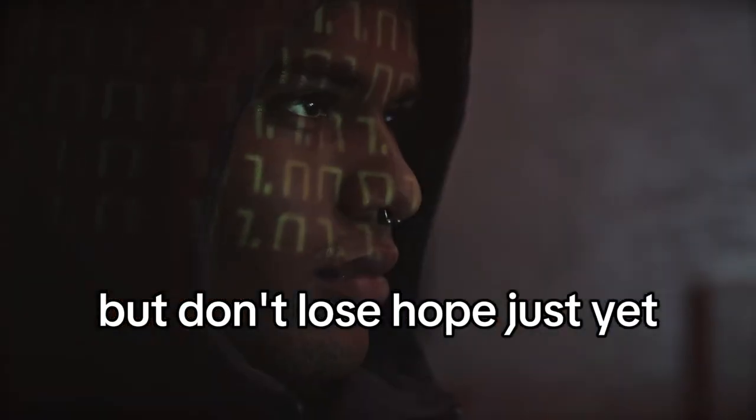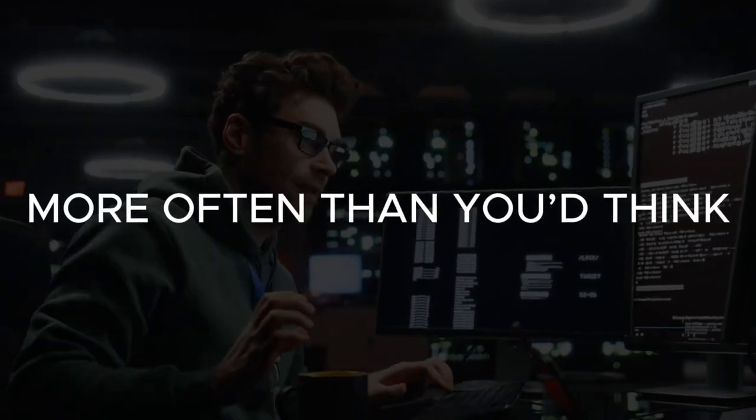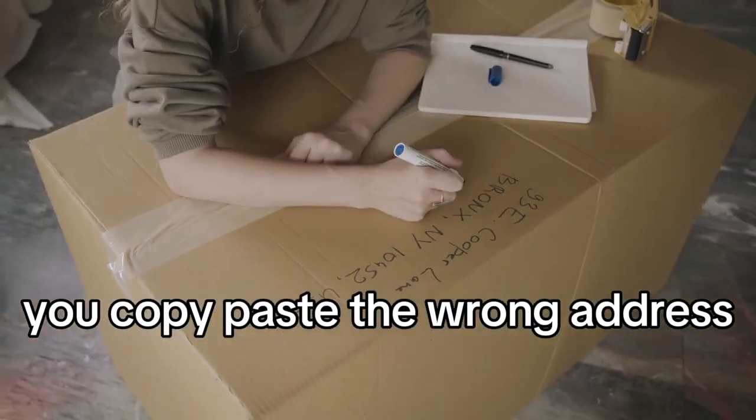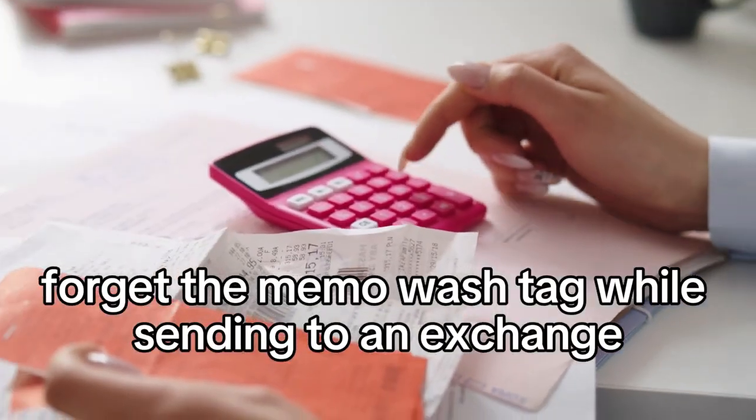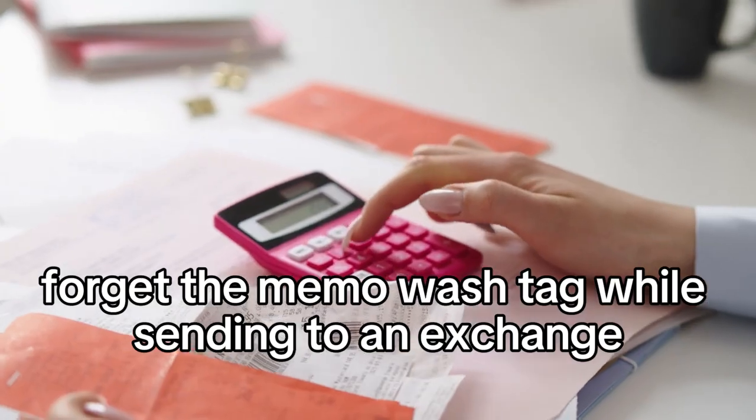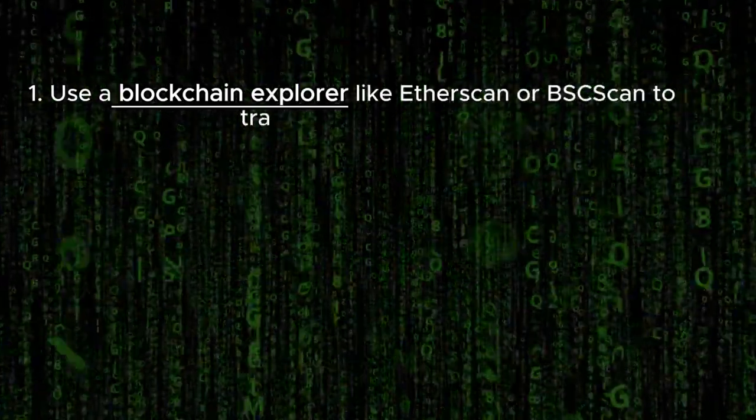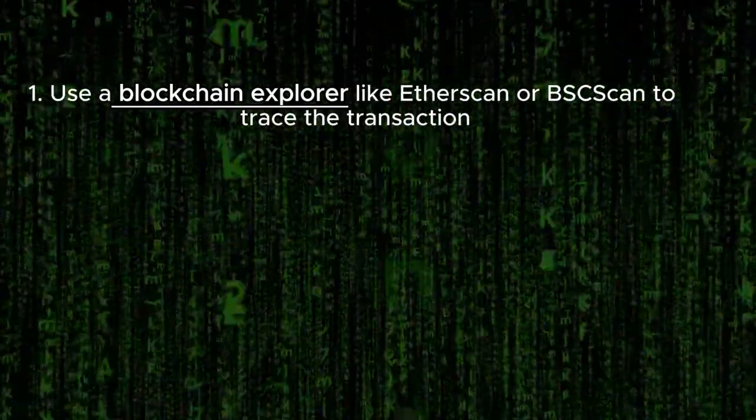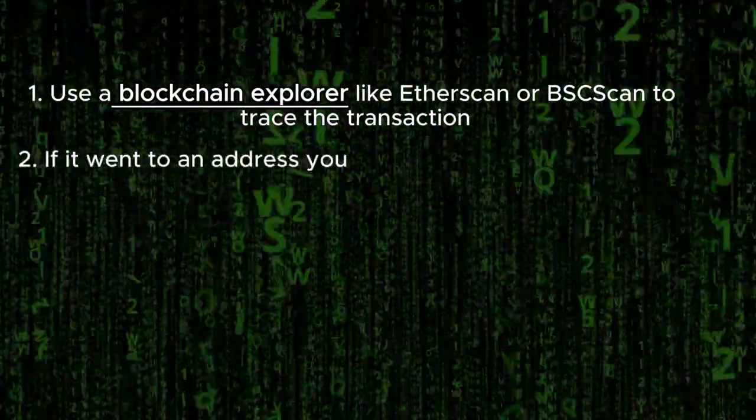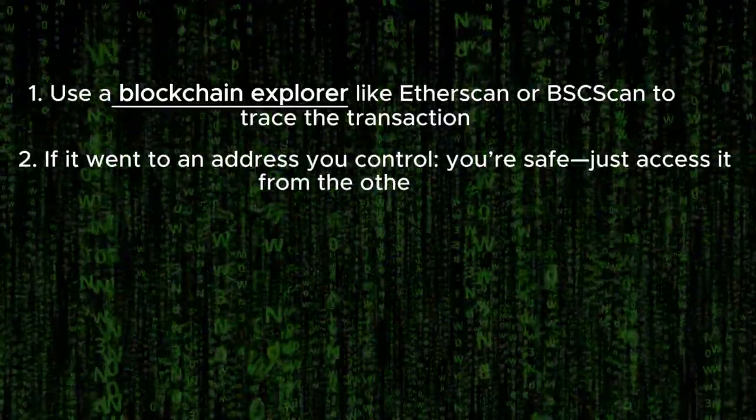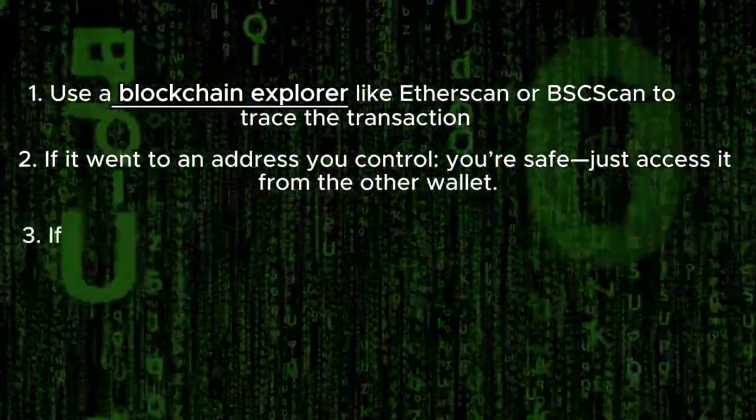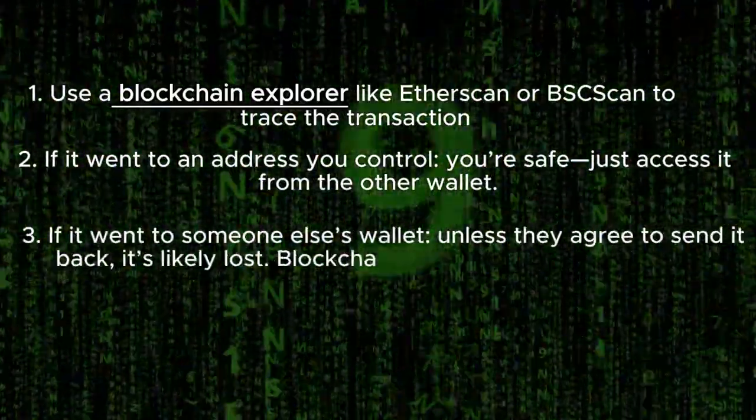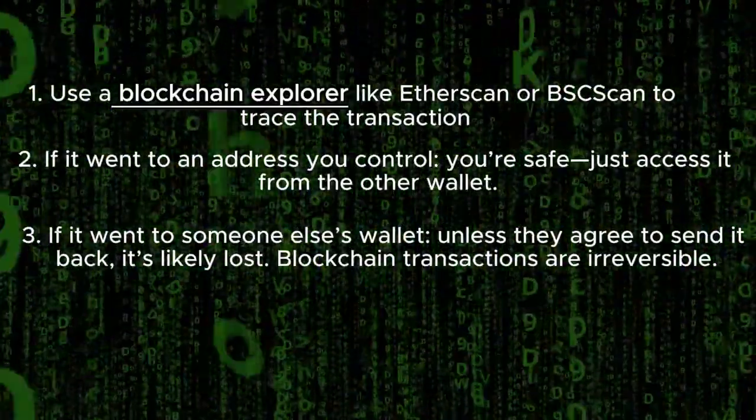But don't lose hope just yet. Sending crypto to the wrong address happens more often than you'd think. You copy-paste the wrong address or forget the memo or tag while sending to an exchange. Here's what to do. Use a blockchain explorer like Etherscan or BscScan to trace the transaction. If it went to an address you control, you're safe, just access it from the other wallet. If it went to someone else's wallet, unless they agree to send it back, it's likely lost.